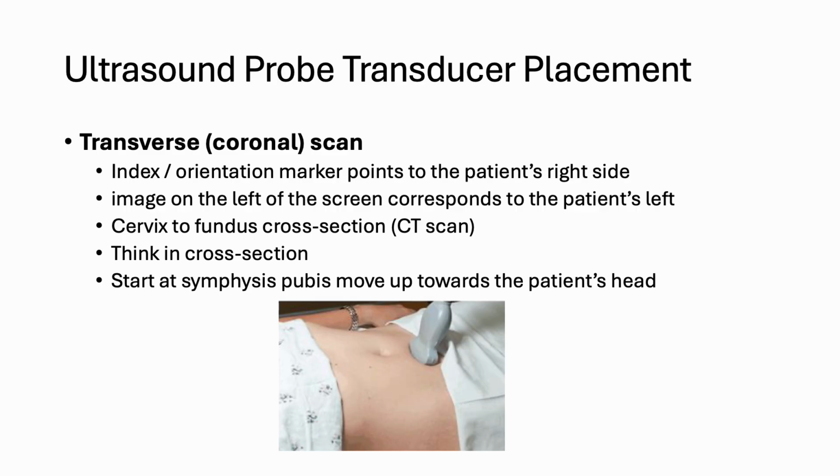So when we have a transverse or coronal scan, we're looking at the index or orientation marker. When you look at the ultrasound probe, you can kind of see in this picture there is a little bump, and the probe is pointing toward the right side of the patient's body. This makes sure that the left of the screen corresponds to the patient's left, and the right of the screen corresponds to the right of the patient.